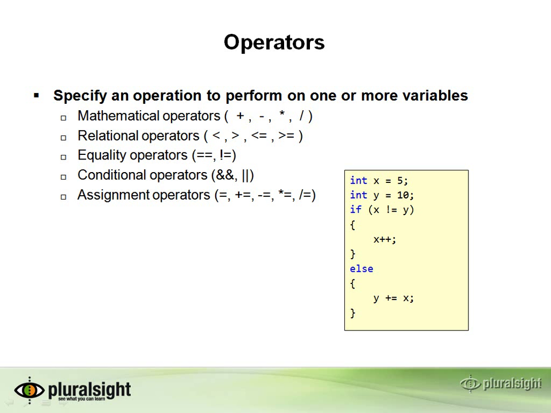Here are some of the common operators that you'll run across in everyday C# development. You'll see mathematical operators like addition, subtraction, multiplication, and division. There's also a set of relational operators to establish a relationship between two variables.